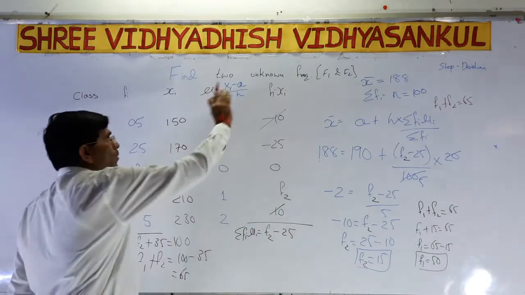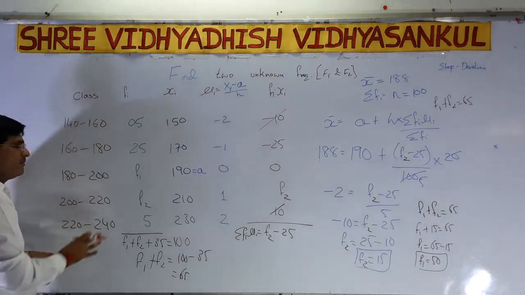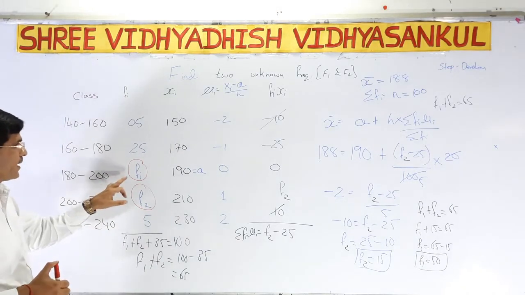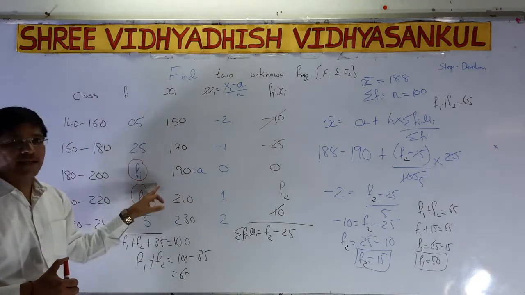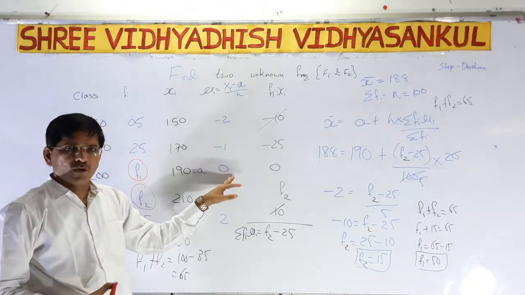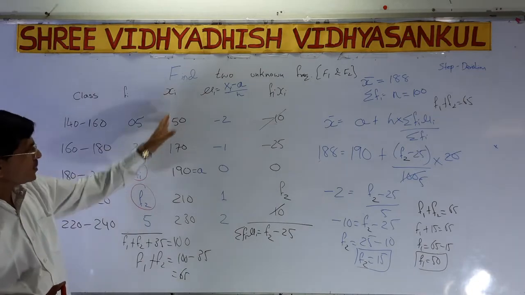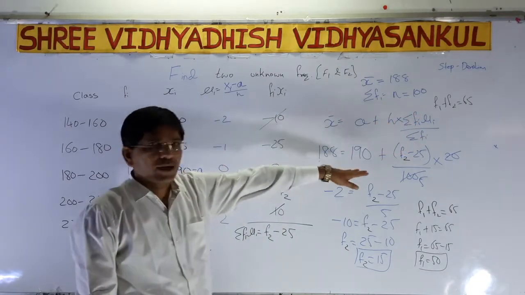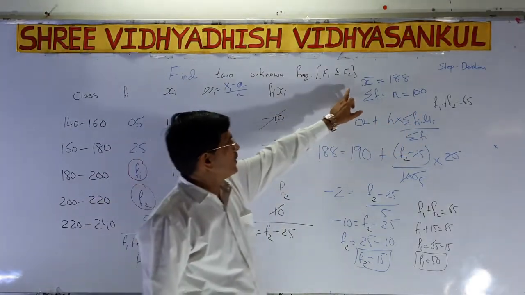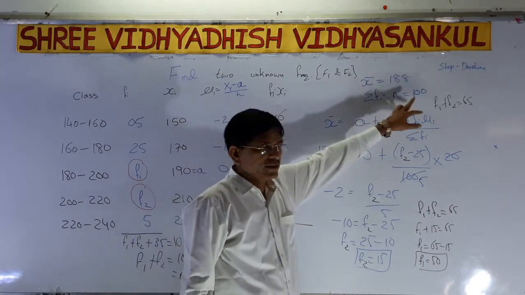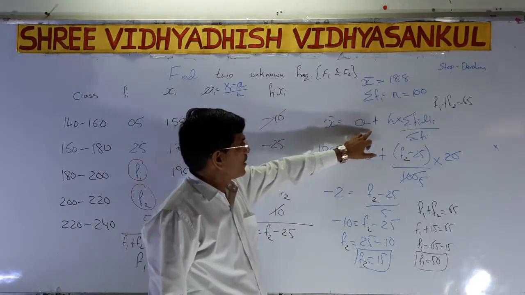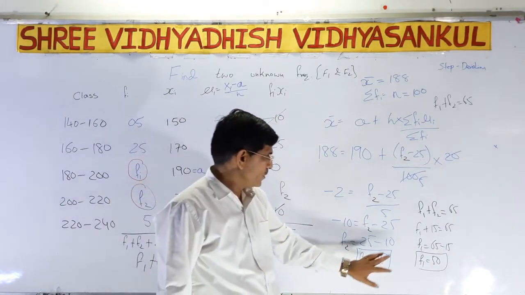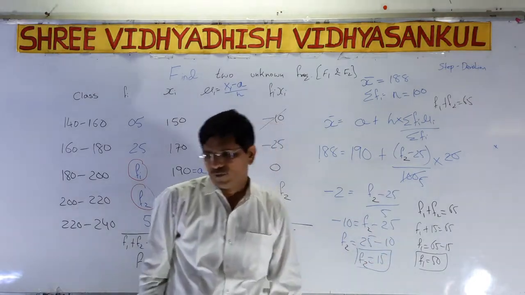Again I explained, two unknown frequencies are there, classes are given, and the unknown frequencies we have to find out. So wherever an unknown frequency is there, from Xi we take A, because it will always come to 0. Then write all the values of Xi, Ui, Fi, Fi Ui. If it's a 4 marks or 3 marks sum, you put the values: X bar is given, that is 188, sigma Fi is 100, X bar is equal to A plus H sigma Fi Ui upon sigma Fi. If you put all the values, we can get the value of F2, and then we can get the value of F1.